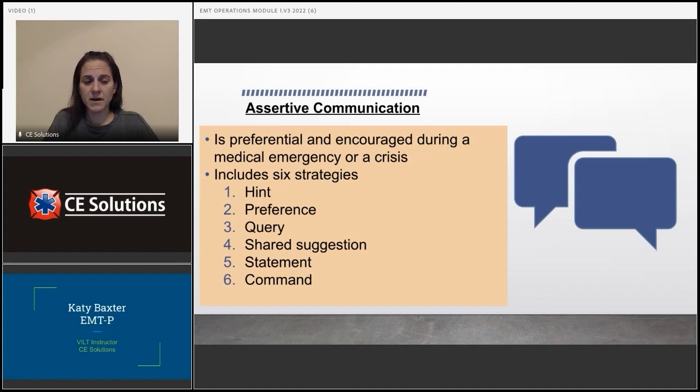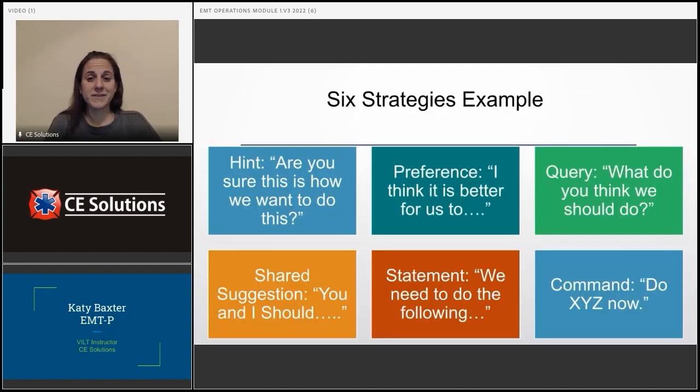Statements are good, and commands. So here are some examples for us. Hint: are you sure this is how we want to do this? If I am given something that is not correct, like give 10 million milligrams of epinephrine for the CPR call, I'm going to say, 10 million is not correct. You said 10 million. Did you mean 1 milligram?